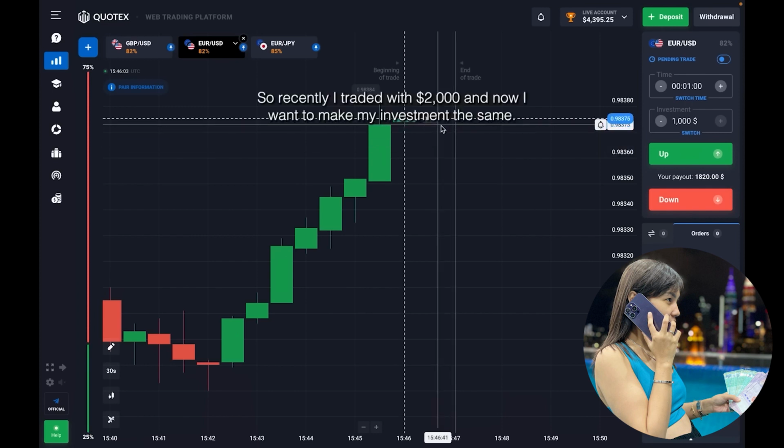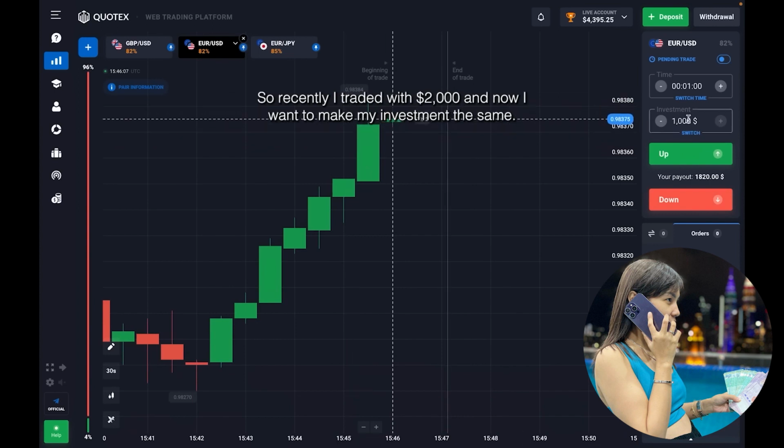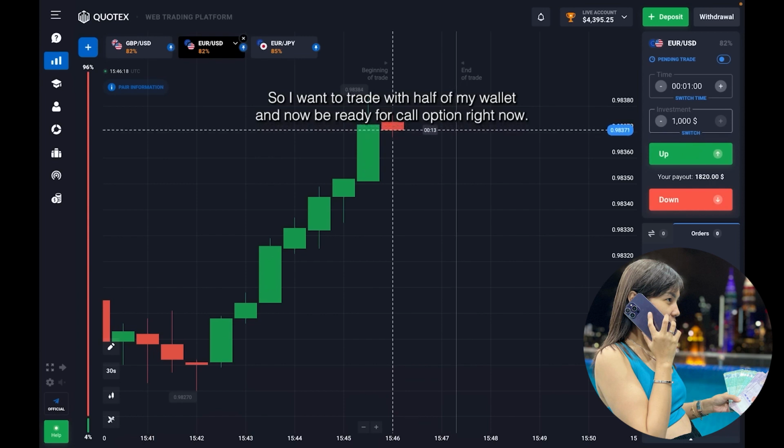So recently I traded with $2,000 and now I want to make my investment the same. I want to trade with half of my wallet and now be ready for a call option right now.